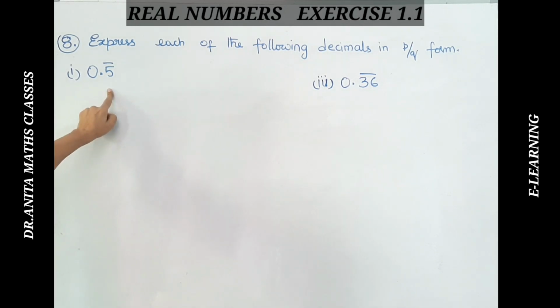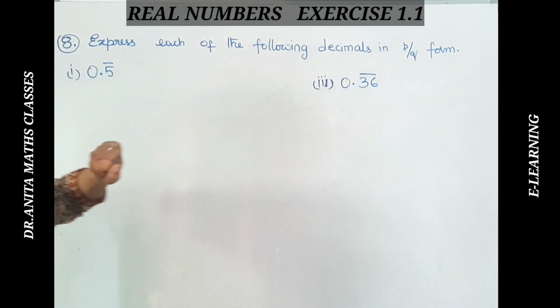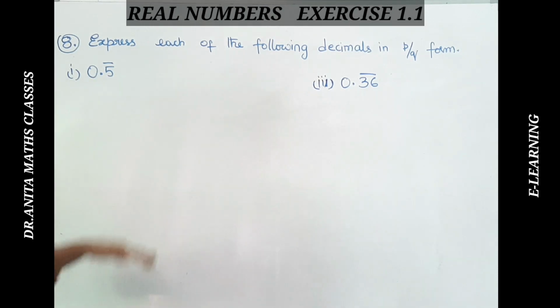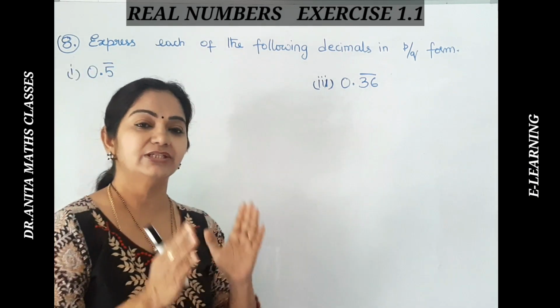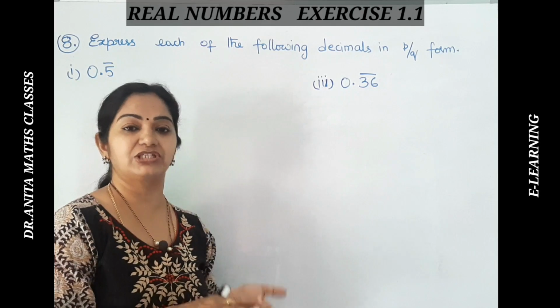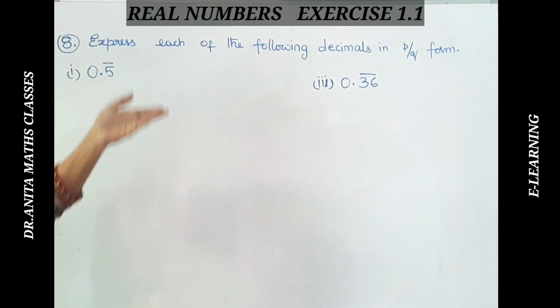Here we have non-terminating recurring decimals, because the bar is placed on 2 digits here, and on 1 digit here. This is non-terminating recurring. How to proceed, how to bring it into the p by q form? The sixth and the seventh problems were just terminating decimals, and we converted from rational to terminating decimals. Now we will convert this into p by q form.